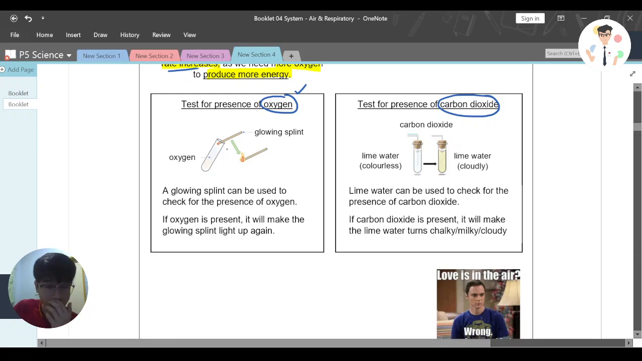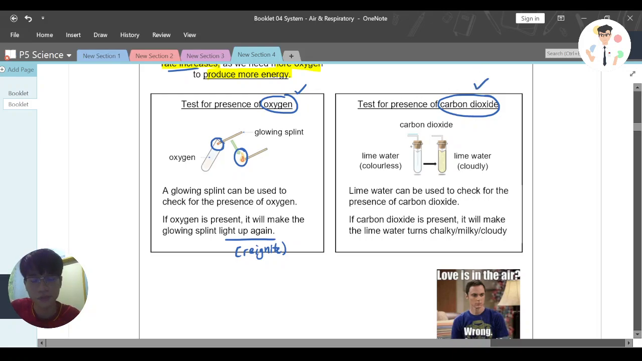You can see there's a test tube, and you put oxygen inside. When oxygen is present and you put the glowing splint in, what happens? It will light up again, or they use the word reignite. These may be some of the keywords that you should know. You can see at first the glowing splint is just a little glow, but when you put it inside, suddenly it lights up again. So this is the way we test for the presence of oxygen.